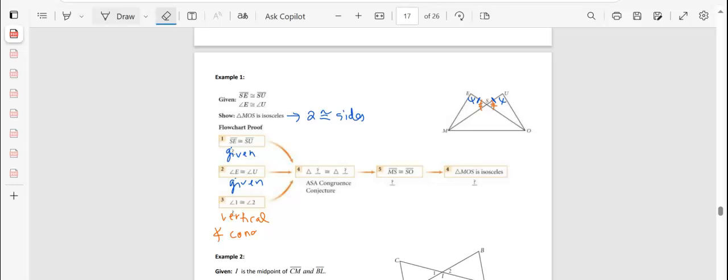I don't want you to just say vertical angles, because there's technically a difference between what the definition of a vertical angle is and then the fact that vertical angles are congruent. And that's something that we just have to kind of parse through a little bit.